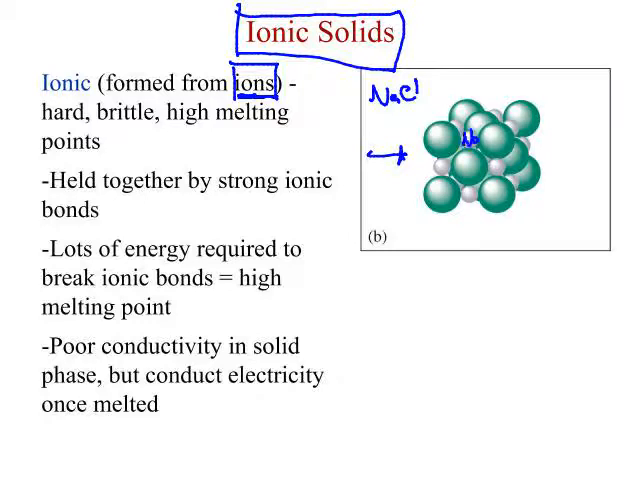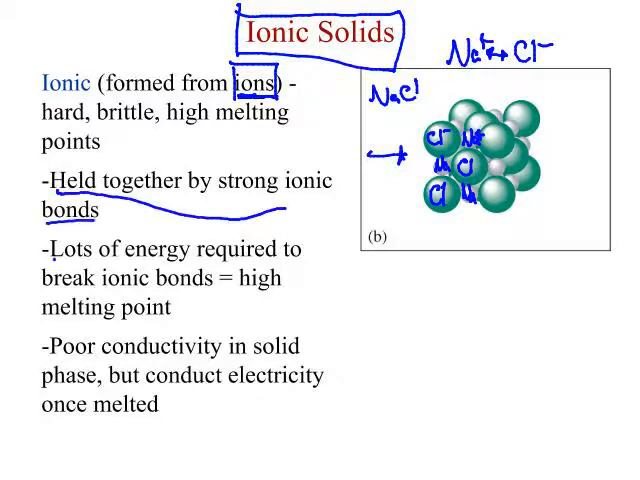So each of these silver spheres here represents a sodium, and each of these green spheres is a chloride. And what attracts these things to each other is ionic bonding. In other words, the positive things, as we know, are attracted to negative things, and that is ionic bonding. Because this attraction is very strong, and it takes lots of energy to break the ionic bonds, that means that ionic solids tend to have very high melting points, because the attraction between the particles within the solid is very strong.